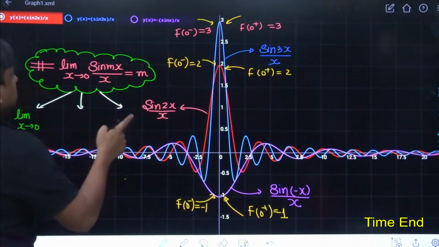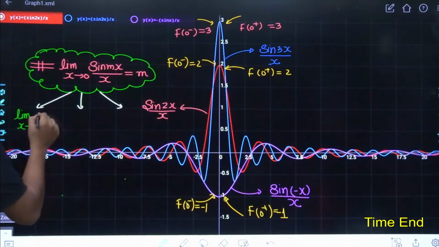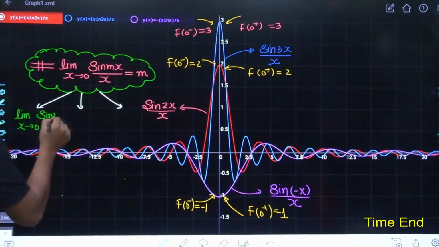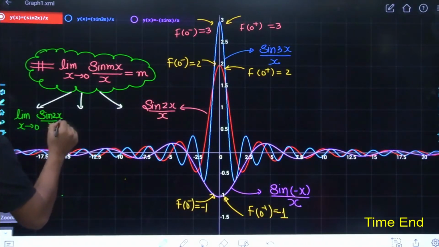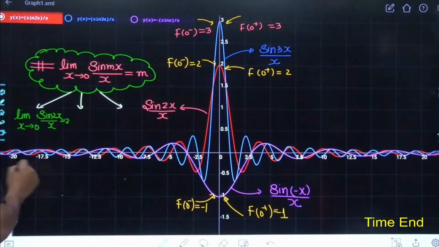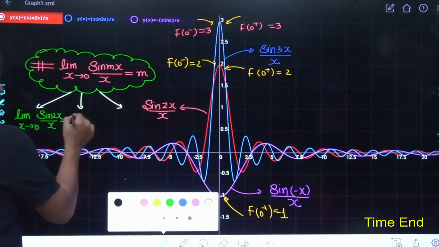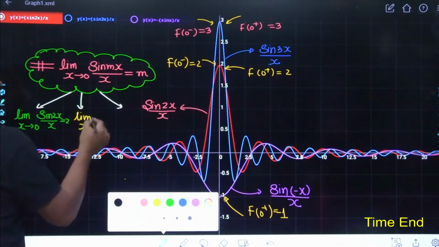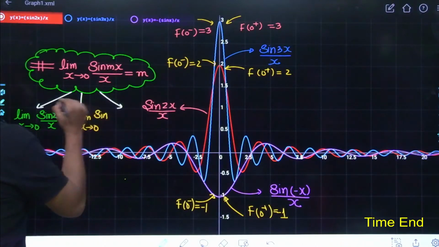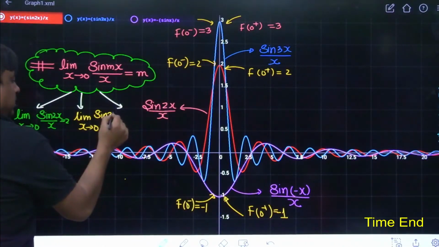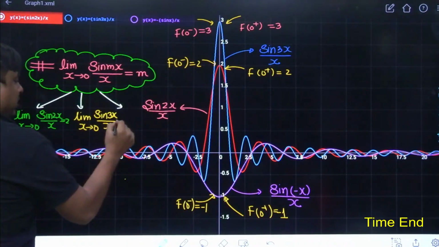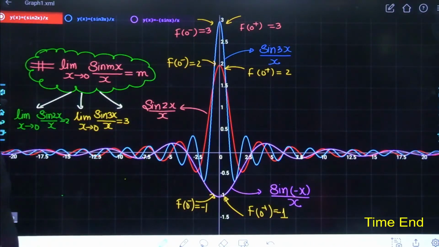Limit x tends to 0 of sine 2x over x is being 2. Then limit x tends to 0 of sine 3x over x is being 3.